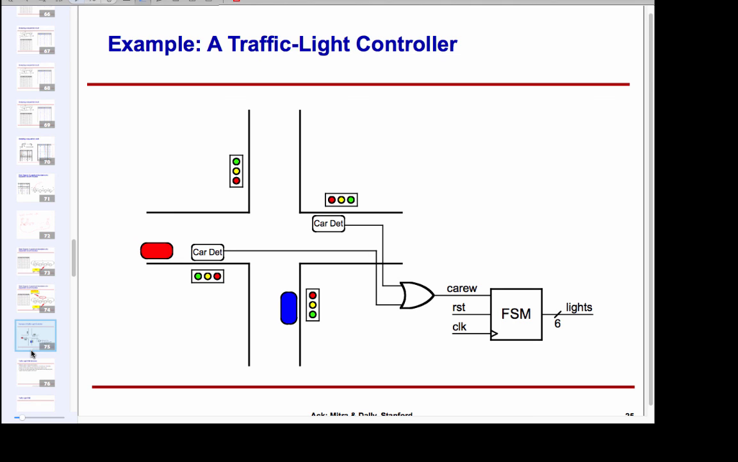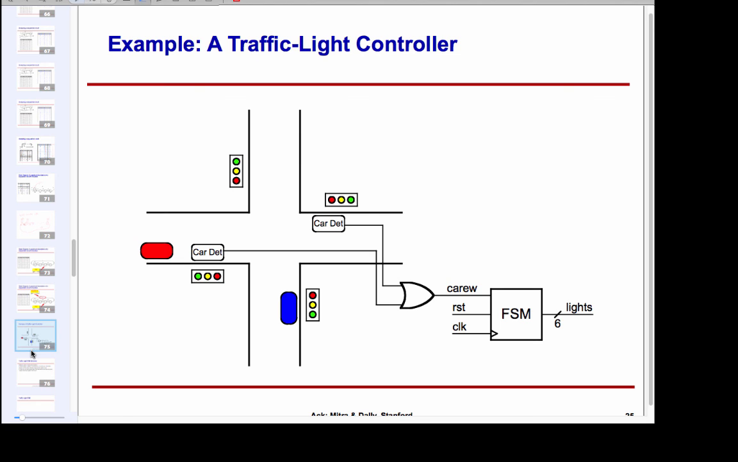Let's say I want to design a traffic light controller, and this traffic light controller is going to make certain simplifying assumptions, so that it's not quite real, but nevertheless is representative of the kind of things that you might encounter. In fact, traffic light controller stuff is a great example of a finite state machine at work.